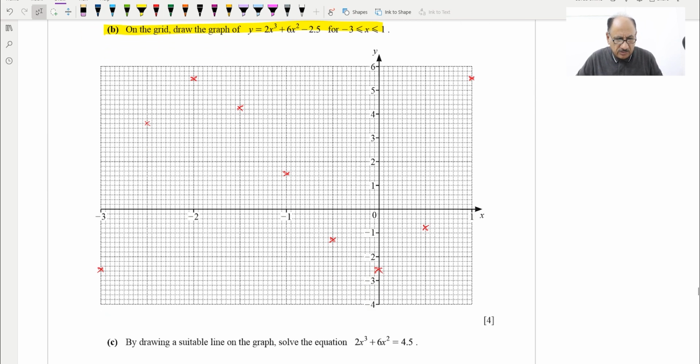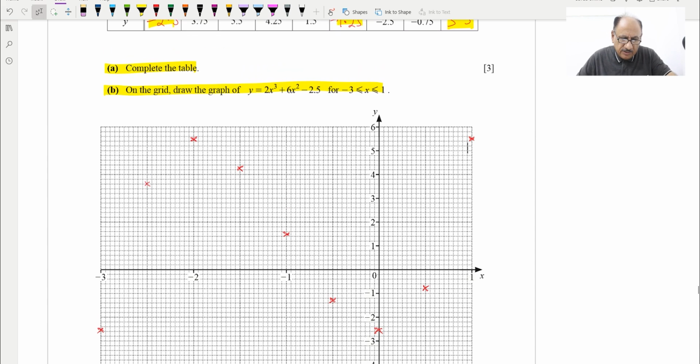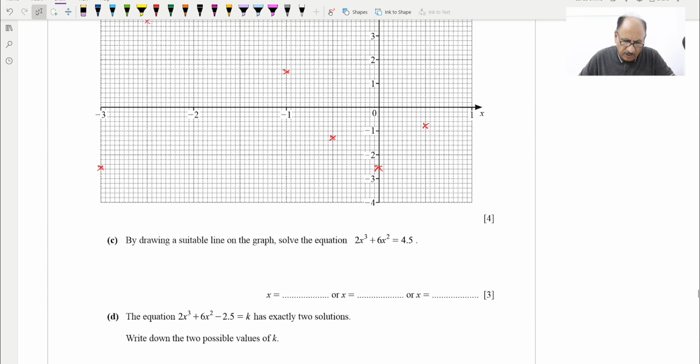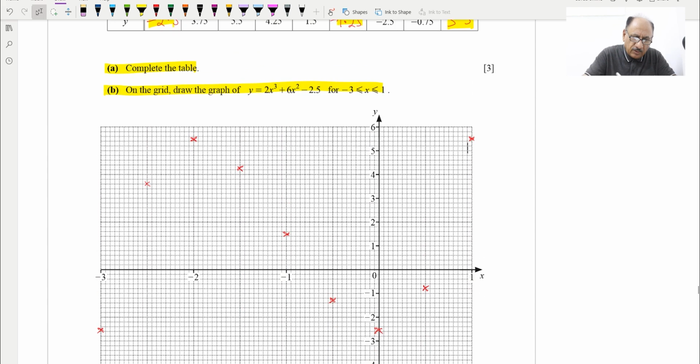So it seems to be correct points. Now, by drawing a suitable curve, okay, so first we will draw the graph, and we can draw a smoother graph like this one.